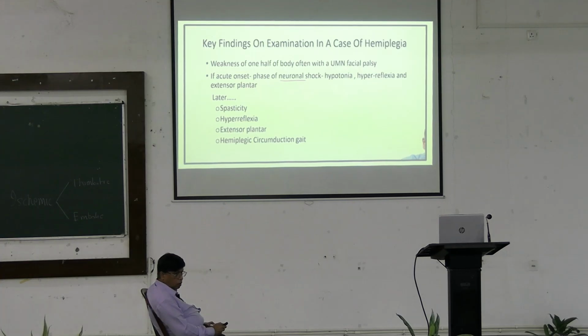And we also heard about lead pipe rigidity, which occurs in extrapyramidal lesions. The rigidity occurs throughout the movement of the hand. So, this spasticity is called clasp-knife rigidity.